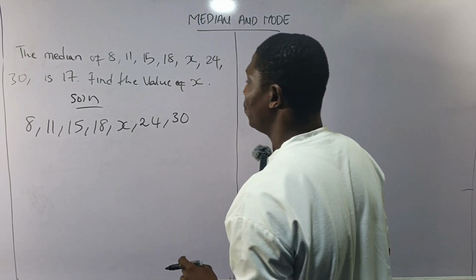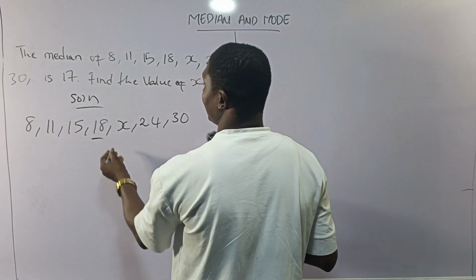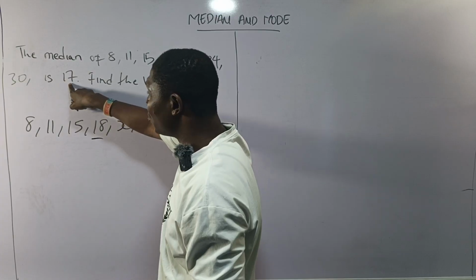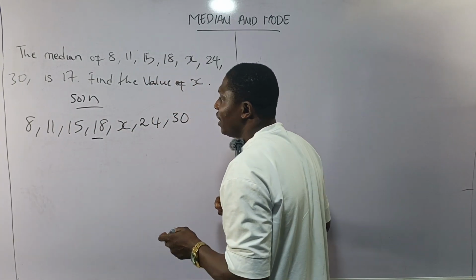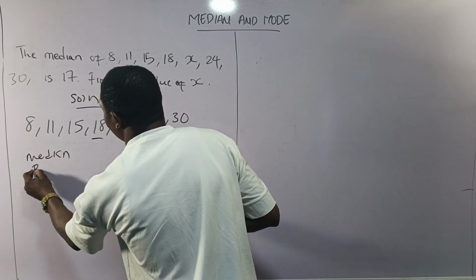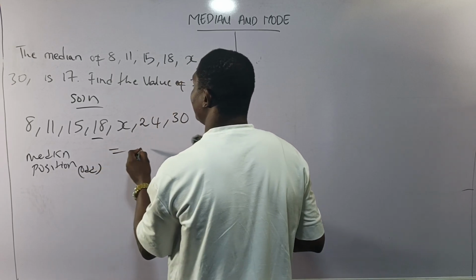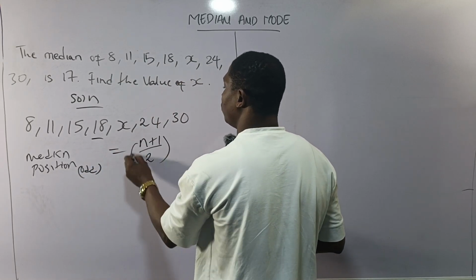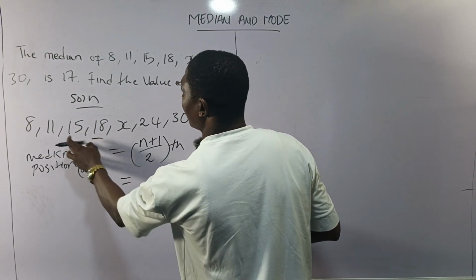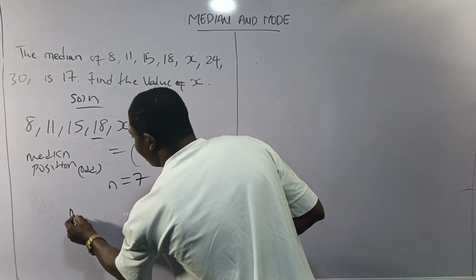We have 7 values. So if we have 7 values, that simply means the 4th value should be our median. But you see what they wrote here, they said the median is 17. Using our median position, since we have an odd number, the median position is (n plus 1) divided by 2 position. Now n is equal to 7. 1, 2, 3, 4, 5, 6, 7.